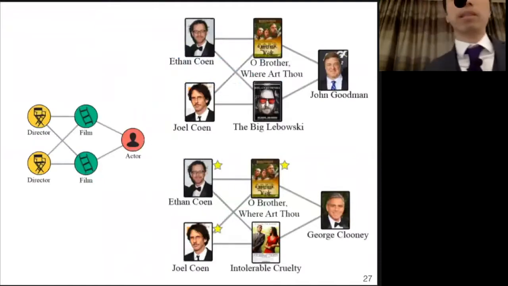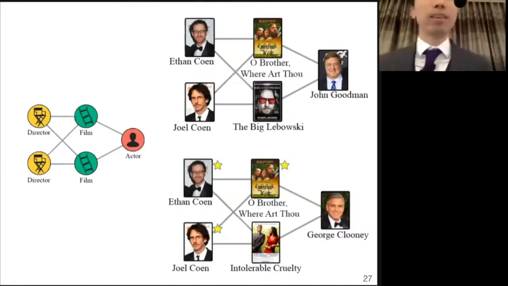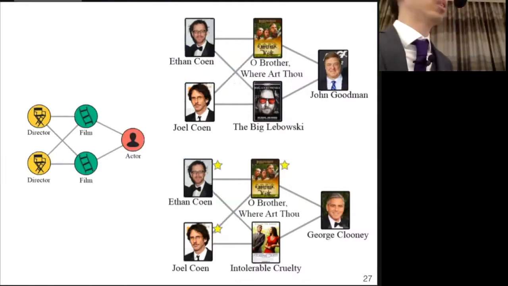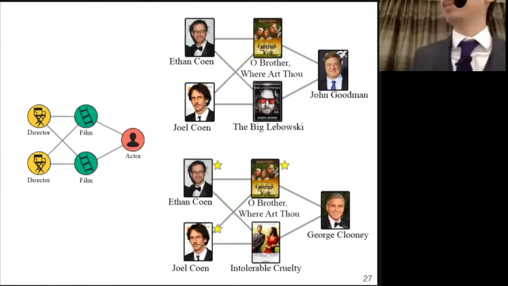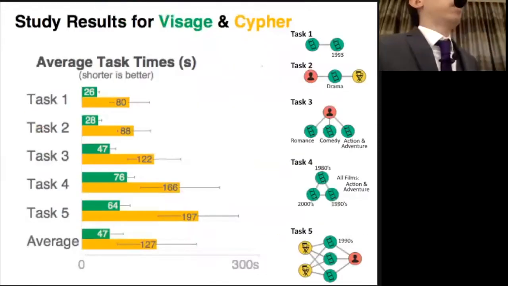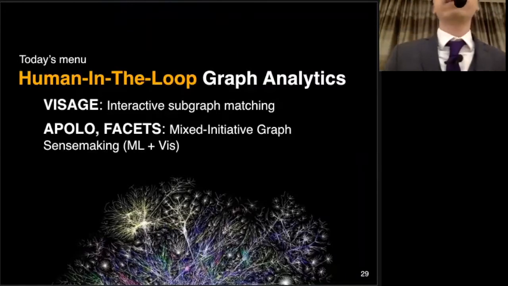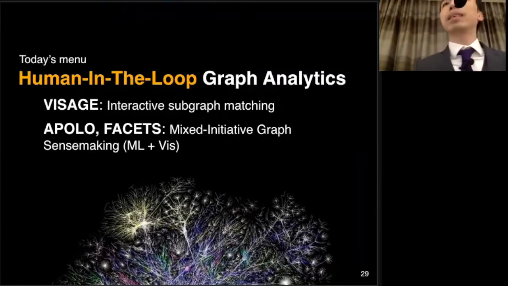And in case you were wondering, did I make that query up? Actually, no. You can actually find the Coen brothers, and they like to cast John Goodman quite a lot, and George Clooney also. So you can actually find that. Right? So that's the Visage tool to help people more easily find some graphs. Now, instead of writing Cypher queries, they can find some interesting places to start.